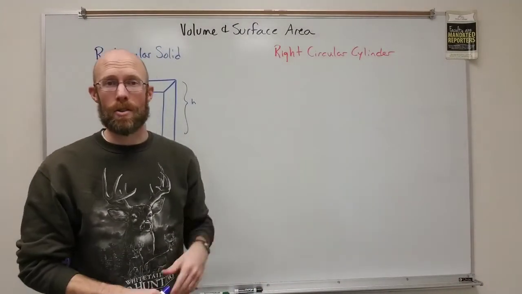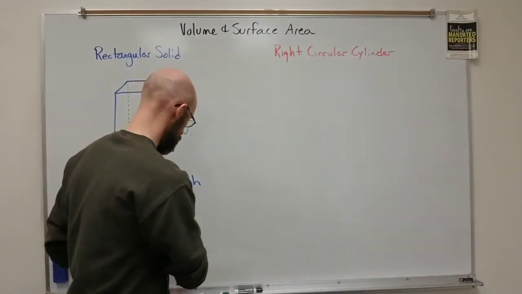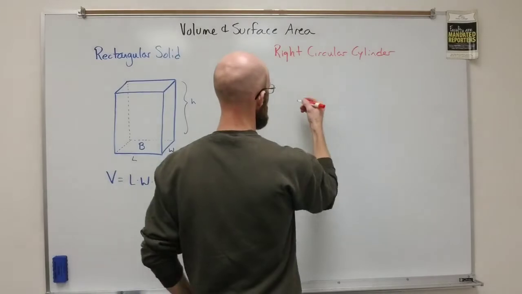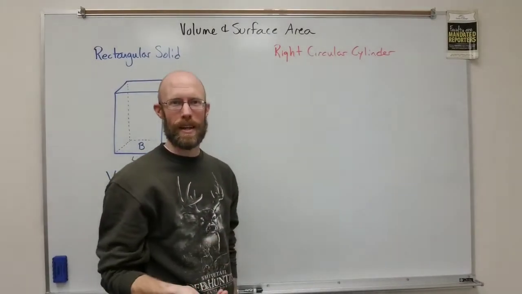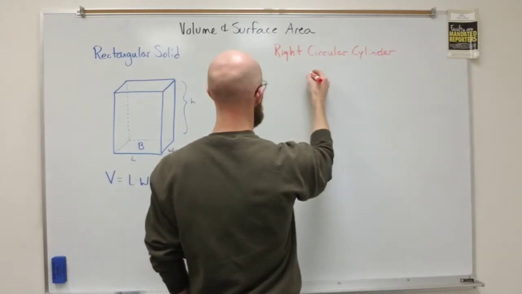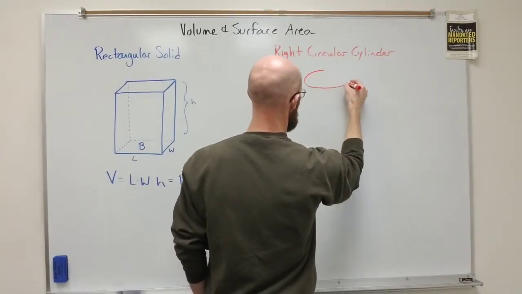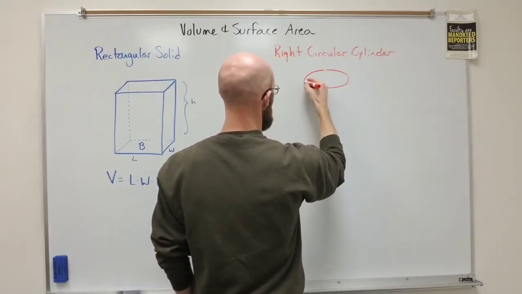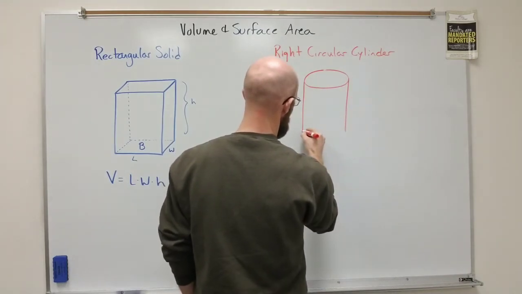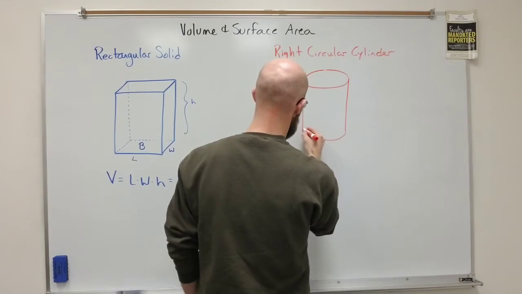Similar for a right circular cylinder. Okay, a right circular cylinder is basically like a can of beans or a can of tomatoes, or a can of soup. You have a circle and a surface, a vertical surface.